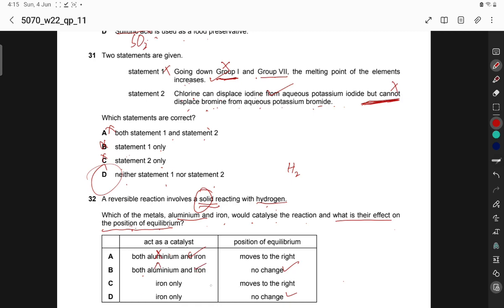Iron only moves to the right. So this is incorrect, this is correct. So iron is used. Hydrogen is used to reduce iron. So there is no change in the position of equilibrium by using this as a catalyst. So this is the best option.